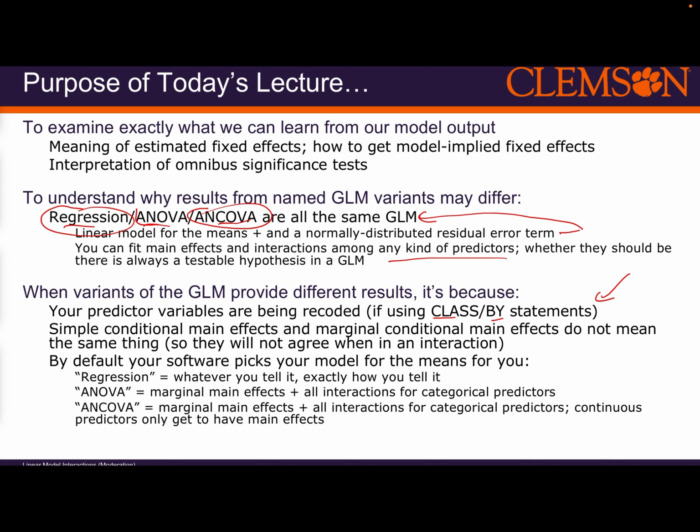The conditional main effects and marginal main effects do not mean the same thing. So they will not agree in an interaction. And again, by default, your software picks your model for the means for you, right? The quote unquote regression version is exactly what you specify, but ANOVA and ANCOVA tend to provide interactions for categorical predictors, but not in the ANCOVA case with continuous predictors.